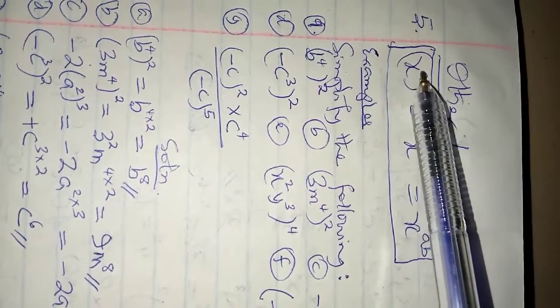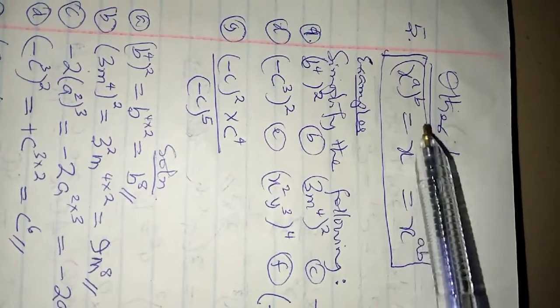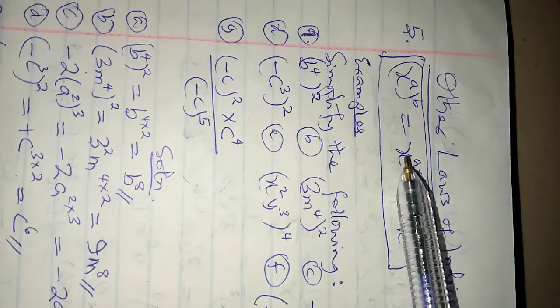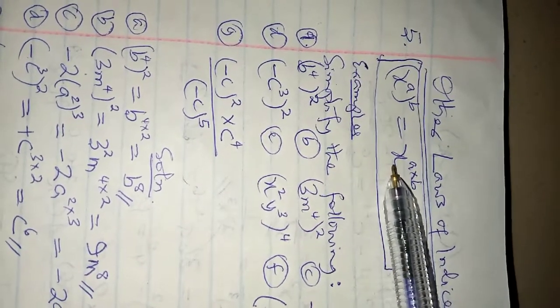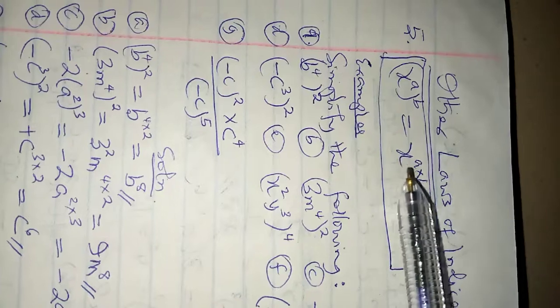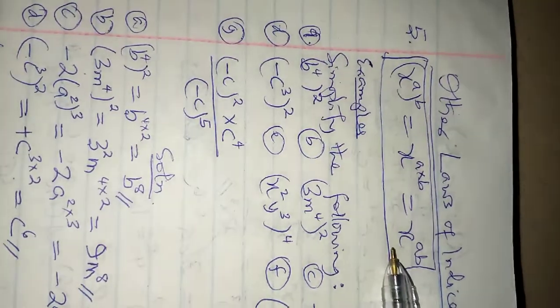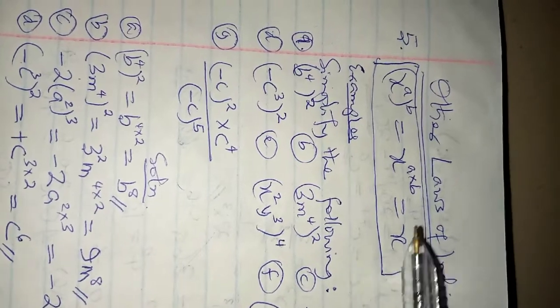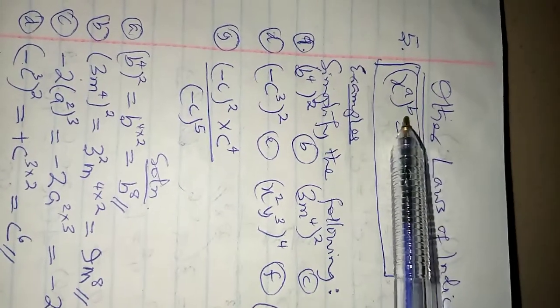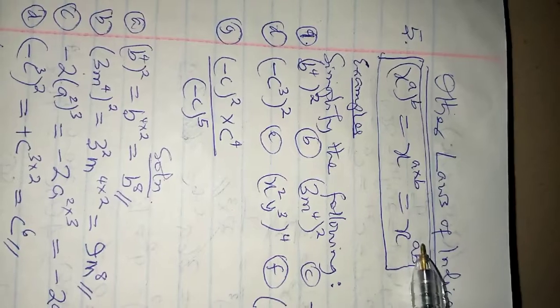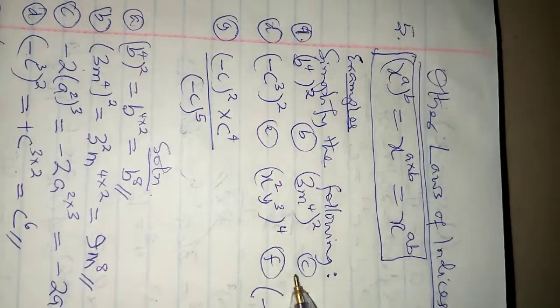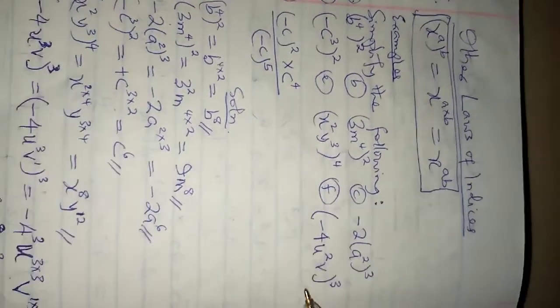x raised to power a, raised to power b, means you write your x, then multiply the powers so that you have a times b, and it becomes x raised to power ab. You multiply your powers so that you have x raised to power ab. You have to simplify the following.